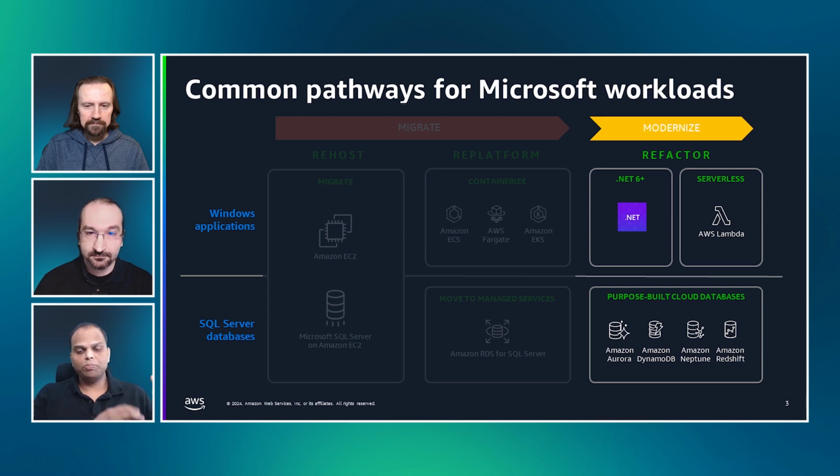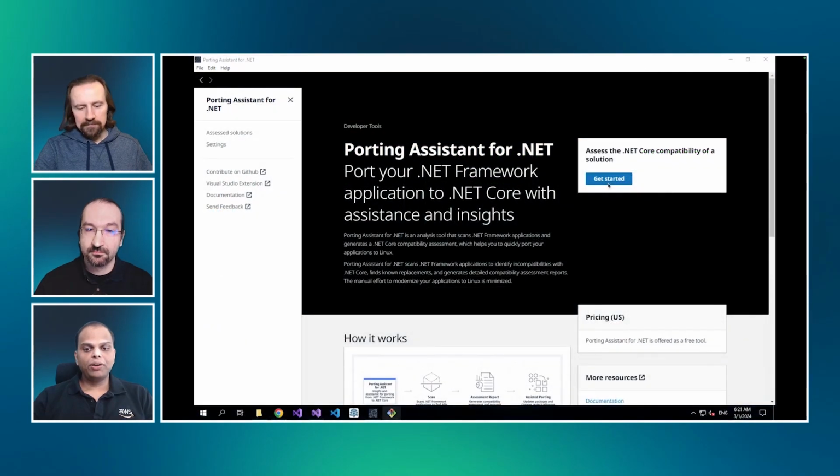The first tool to port is known as Porting Assistant for .NET, which we'll see a demo of in a moment. The second tool, Microservice Extractor for .NET, helps you modernize your monolithic applications into microservices. So let's have a quick look at Porting Assistant for .NET and how it helps you upgrade your .NET Framework application to the latest version of .NET.